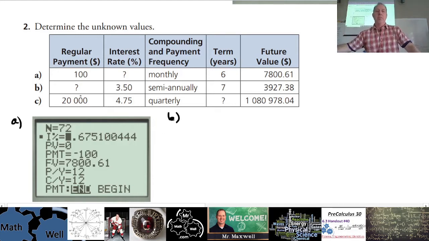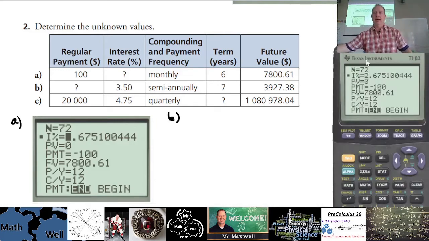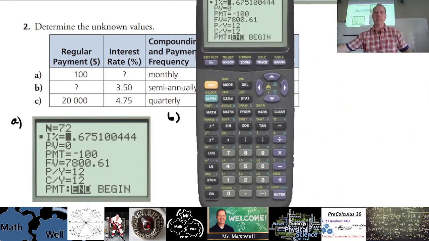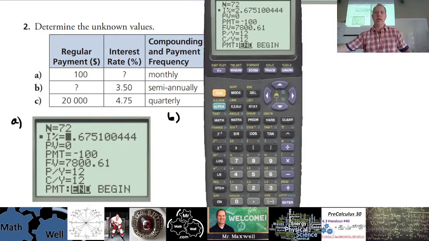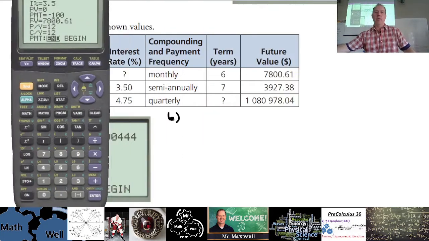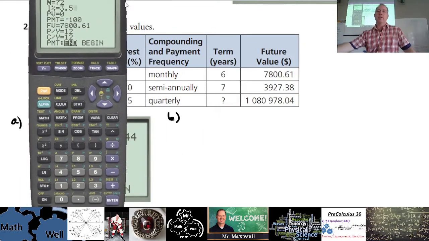Okay. B, I don't know what the regular payment is, but I know this other stuff. So let's go back and make these adjustments here. Interest rate is 3.5, so I'll type in 3.5. Present value, we're assuming that's going to be 0 again. Payment frequency is semi-annually for 7 years. So 7 times 2, it looks like it's going to be 14. Is that right? 7 years, 2 times per year.